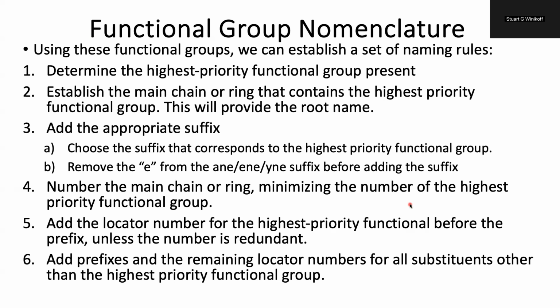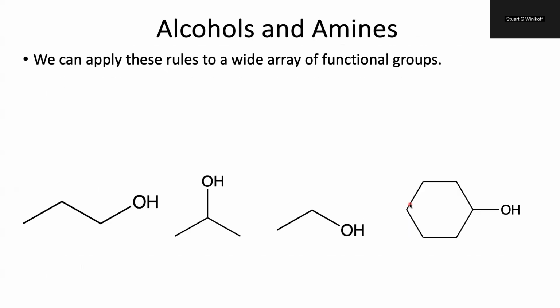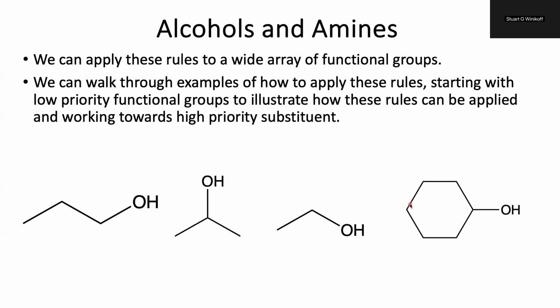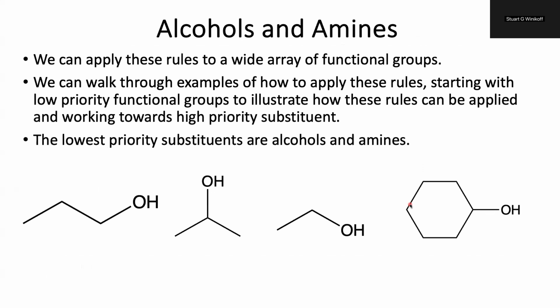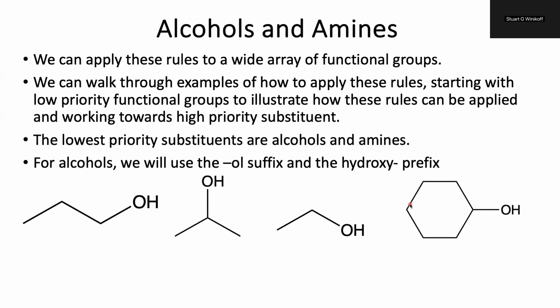All right, so these are the general themes that we're going to be using, and feel free to keep coming back through these as we work through examples. We're going to start by applying these rules, walking through this first using our low priority alcohols and amines to illustrate how these priorities work. And next time we'll work our way through the remaining functional groups. So again, starting with alcohols and amines.